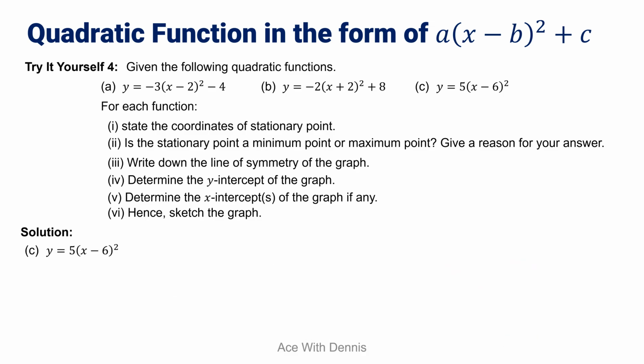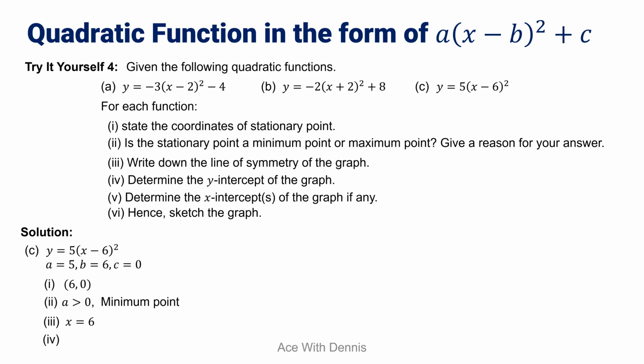For C, the equation is y equals 5(x - 6)². So the a value is 5, b is 6, and since there is no c, that means c equals 0. Number 1, the coordinates of the stationary point is (6, 0). Number 2, since a is positive, then the stationary point is a minimum point. Number 3, the equation of the line of symmetry is x equals 6.